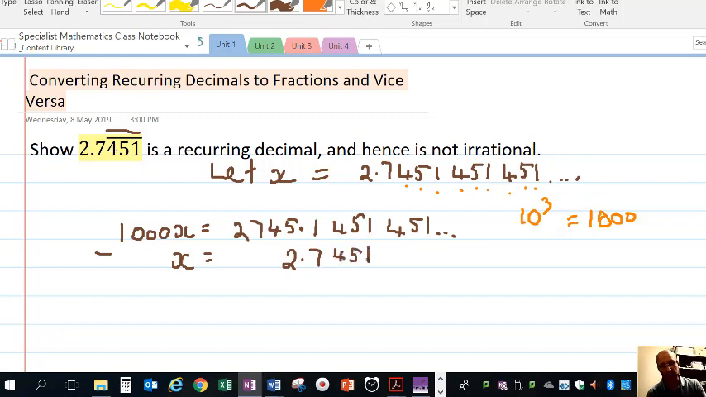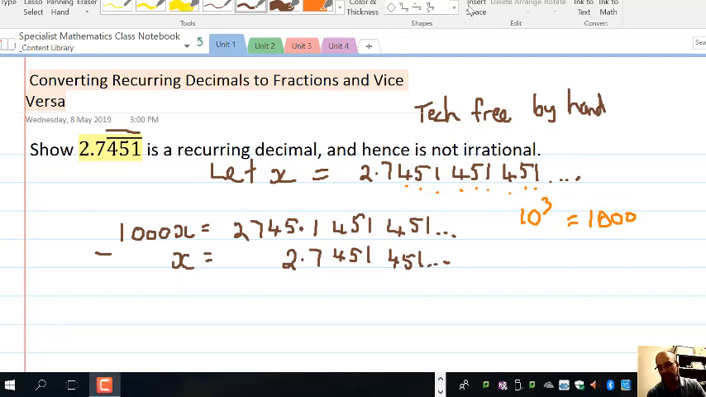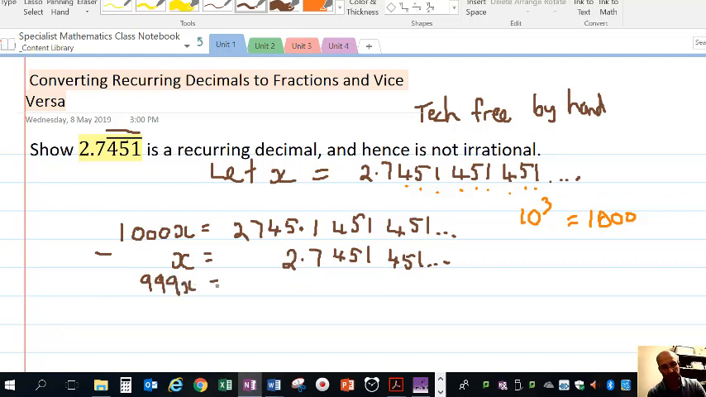Now this may be a tech-free question. Perhaps it's going to be on a tech-free exam, so you need to learn by-hand methods sometimes. It also helps you understand things too. So let's do that subtraction. Well, 1000x minus x is 999x, that's pretty easy, and we need to do a subtraction.